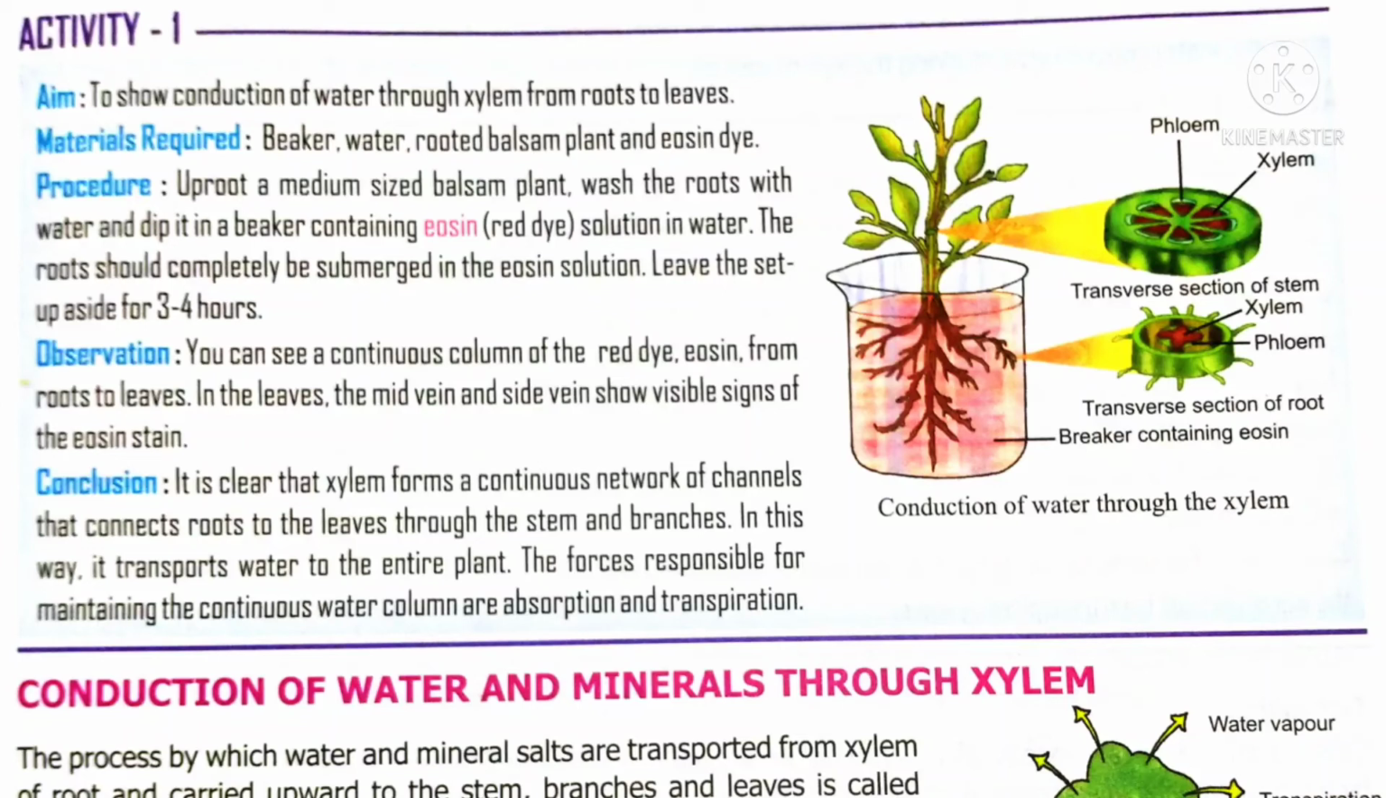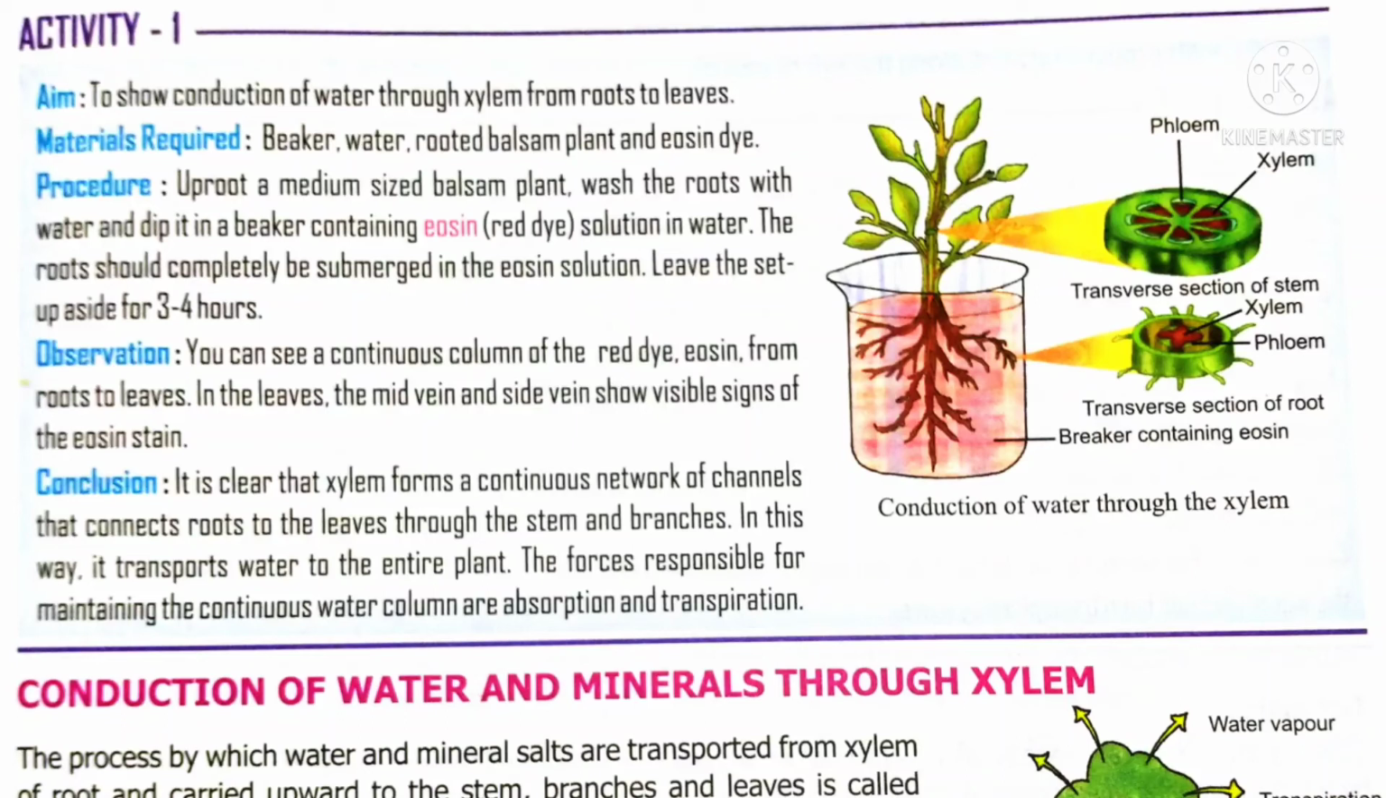Within a few hours, after 3 or 4 hours, we can see a continuous column of red dye rising from the root to the leaves. In the leaves, in the mid vein and side veins, every part of the plant, we can see this continuous column of the colored dye. What does it mean? It shows that xylem is a connective network of tissue which connects root to leaves through the stem and branches. In this way, it transfers water to the whole plant.